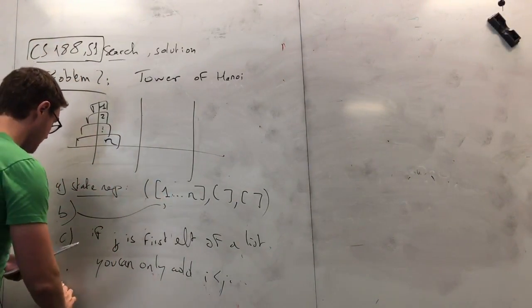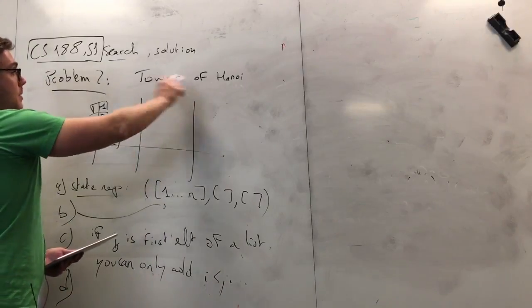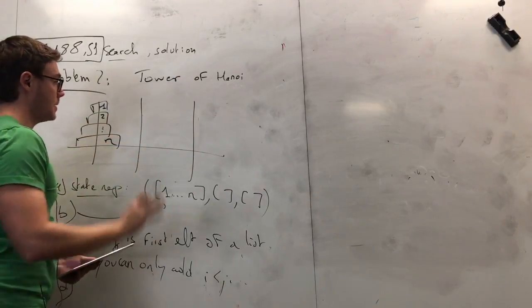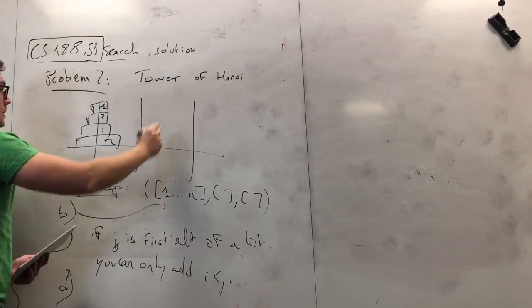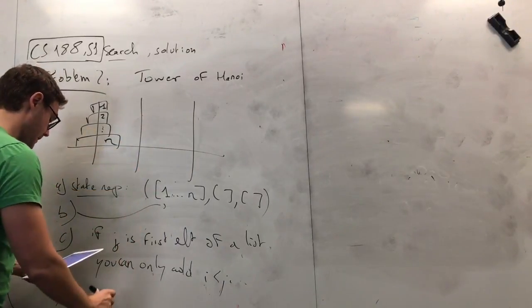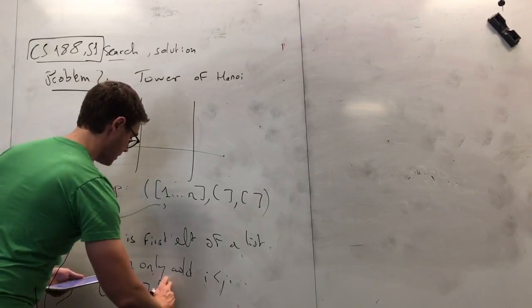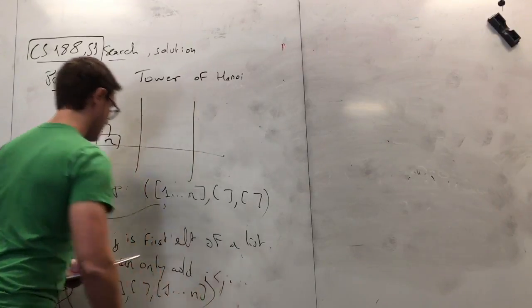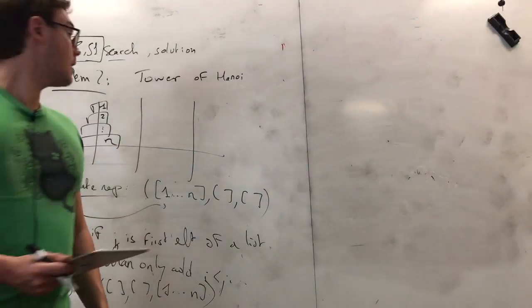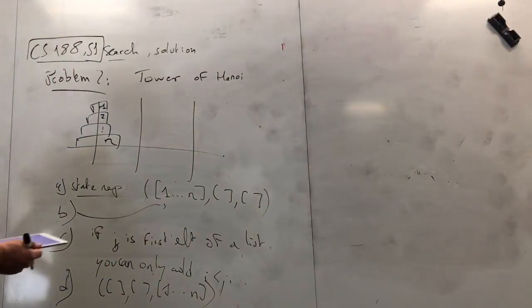And finally, the goal state, well, it says that we want the different tiles to be all on the rightmost pole, and because they have to be in decreasing order of size, well, the end of the game, the goal will be this state. So that's for the description of the state space.